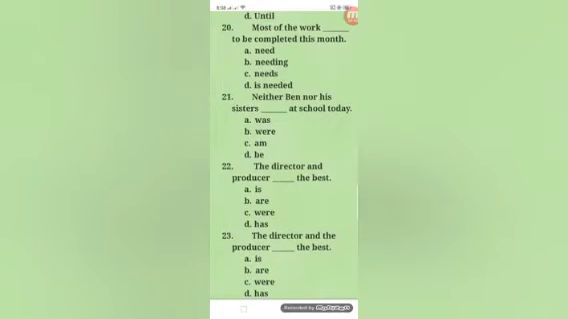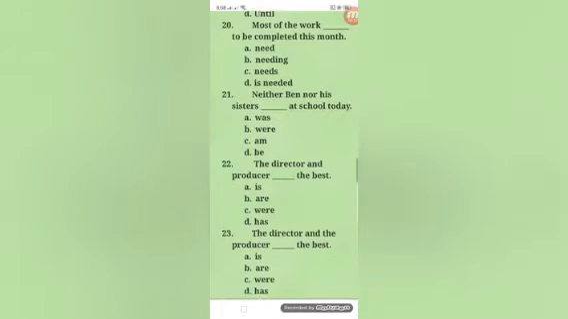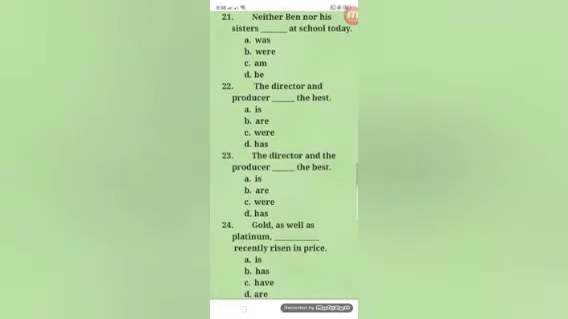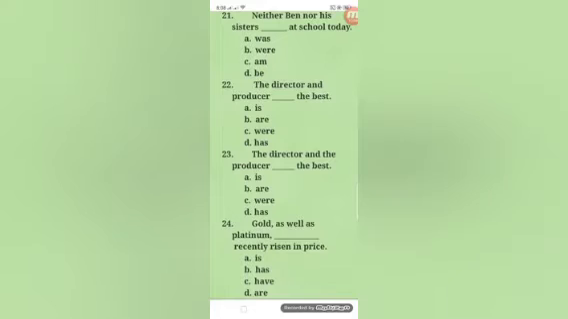Next, number 21. Neither Ben nor his sisters. Okay, so neither nor rule, either or rule, you always have to take the nearer subject. Okay, so here the subject is sisters. So since sisters is plural, we have to take a plural verb, and that is were, letter B. Next, number 22. 22 and 23 are related. So take note of this.